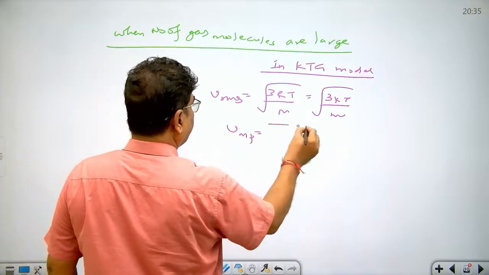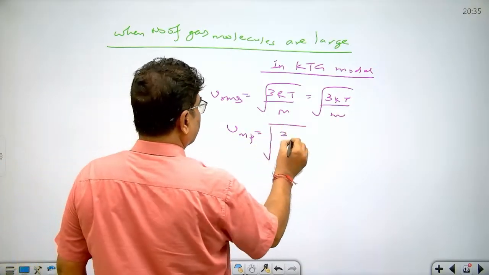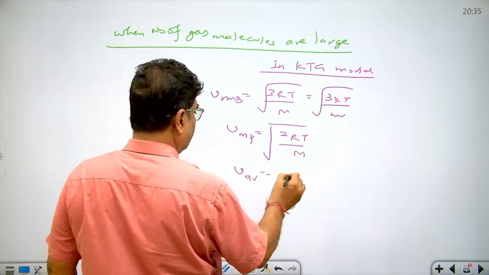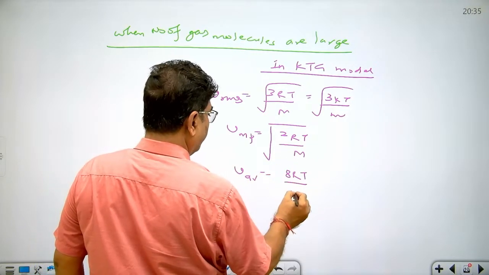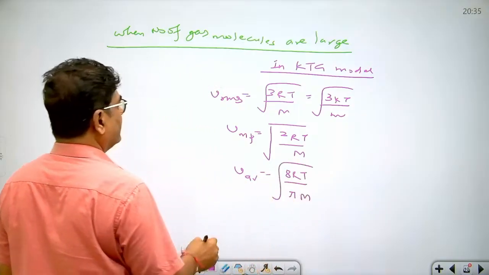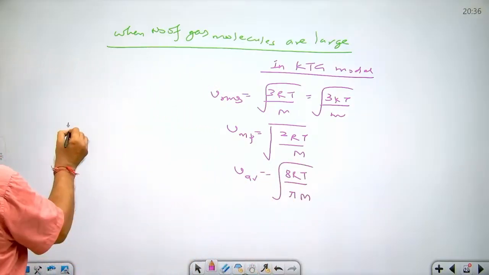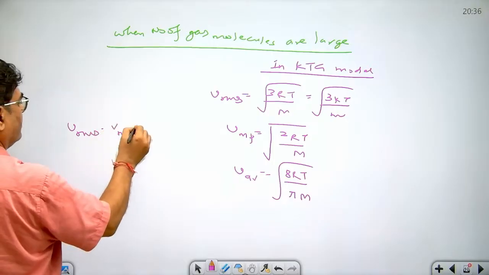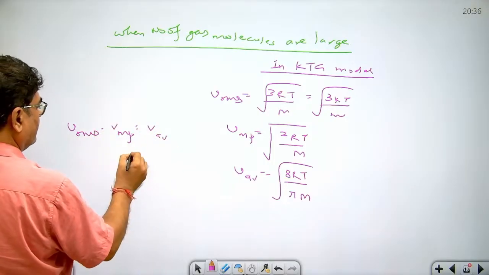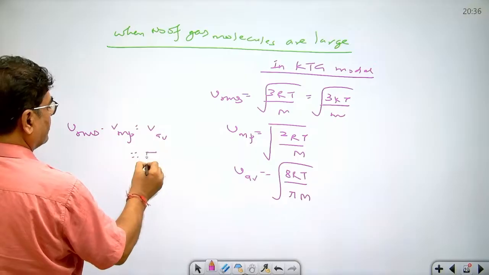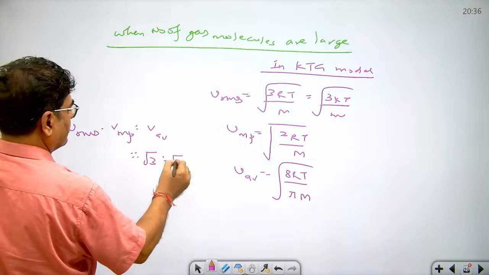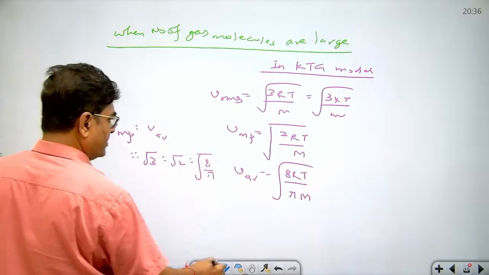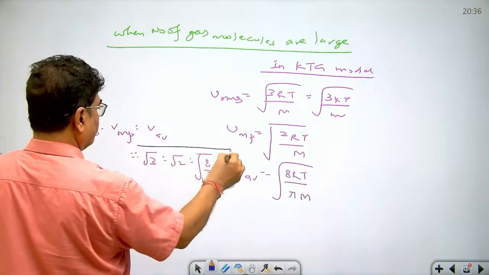Most probable velocity is under root 2RT upon M, and average speed is under root 8RT upon pi M. The ratio we can write like this: V RMS, V most probable, V average. Their proportion is under root 3 is to under root 2 is to under root 8 upon pi. This is their proportion.